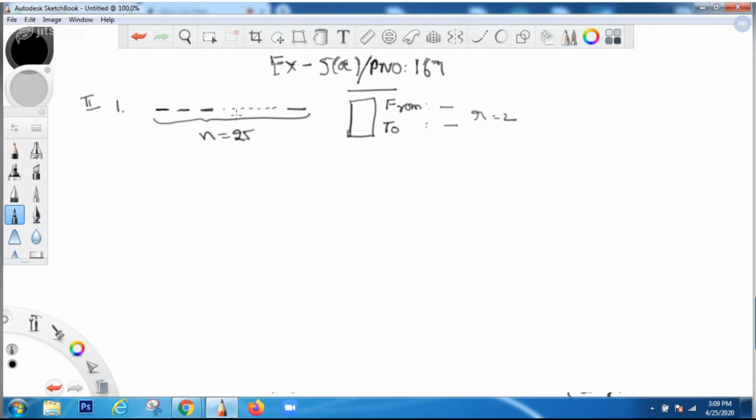So the number of ways of filling 25 in two different places, the formula is nPr. Number of ways is equal to nPr, that means 25P2. 25P2 means 25 into 24, only two factors. 25 into 24 is equal to 600. Following? Yes, sir.